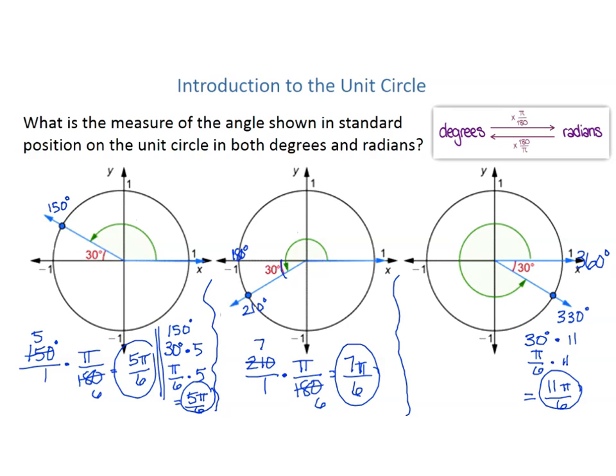Now, I showed you both methods because some students will prefer just to memorize that 30 is pi over 6 and do multiples of that. Other students prefer to use the formula and multiply by pi over 180. Either way, you'll get the same answer.